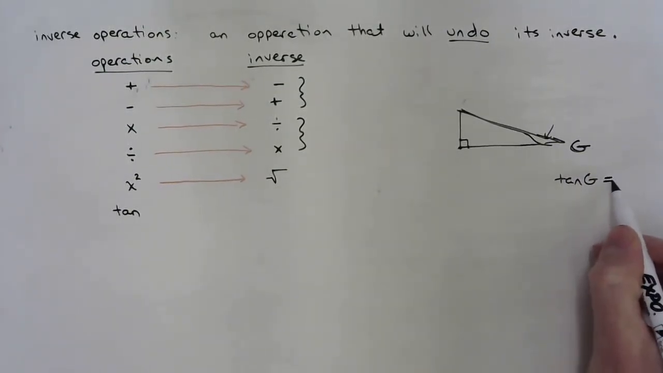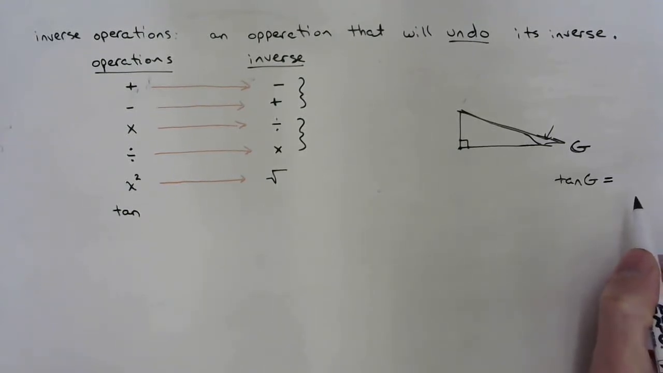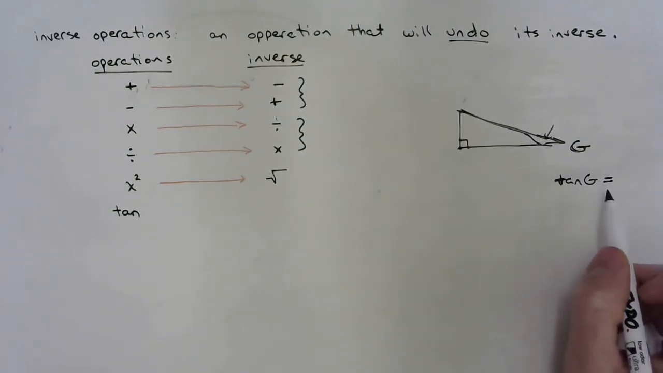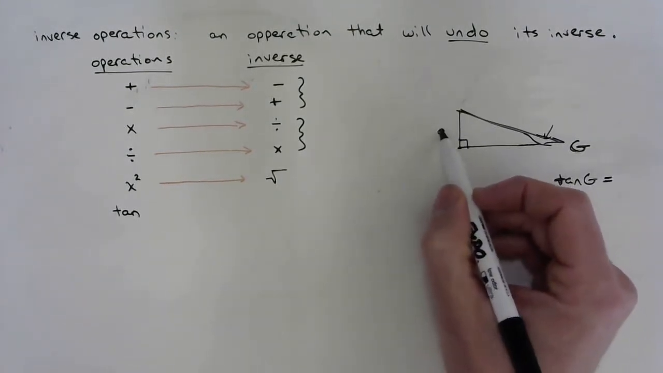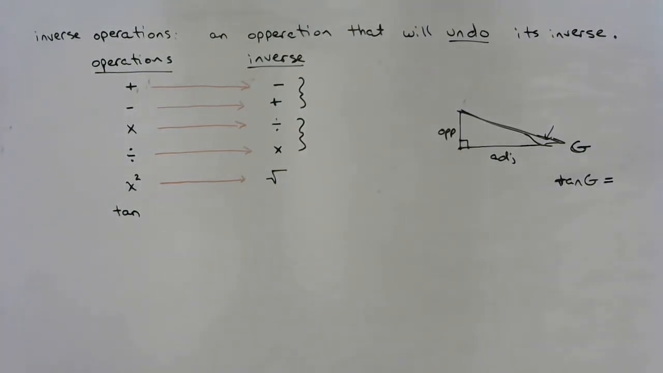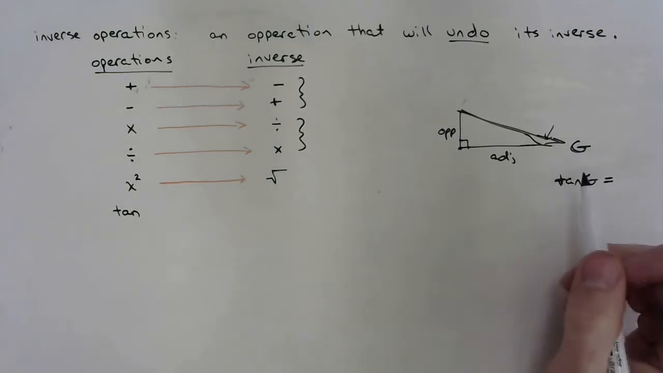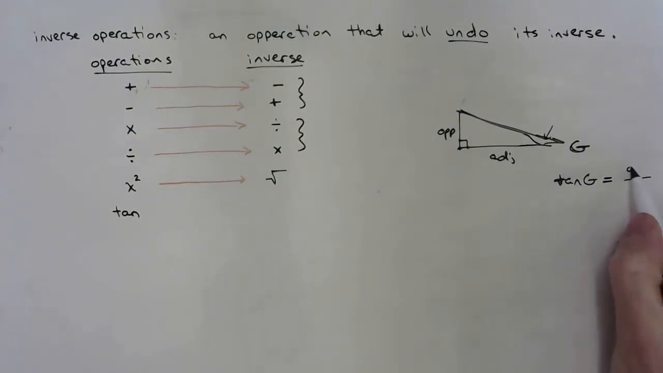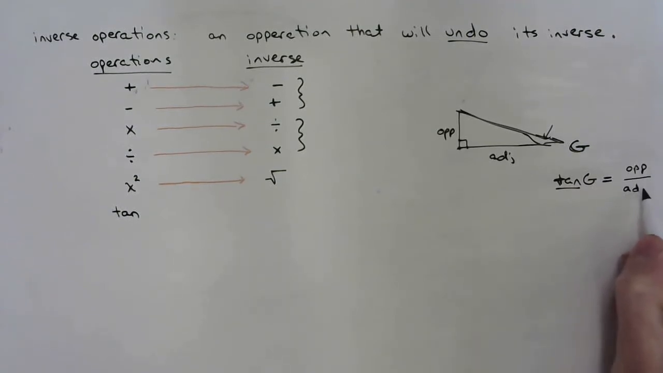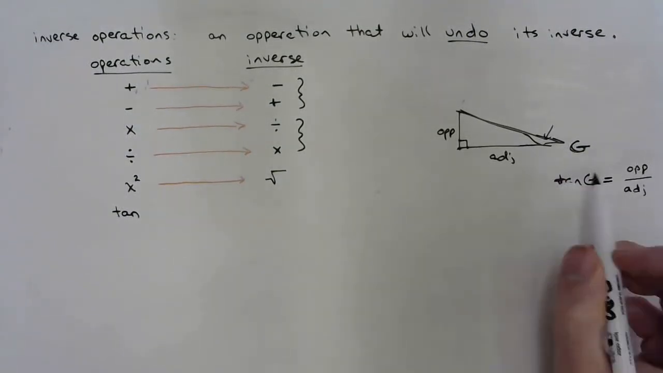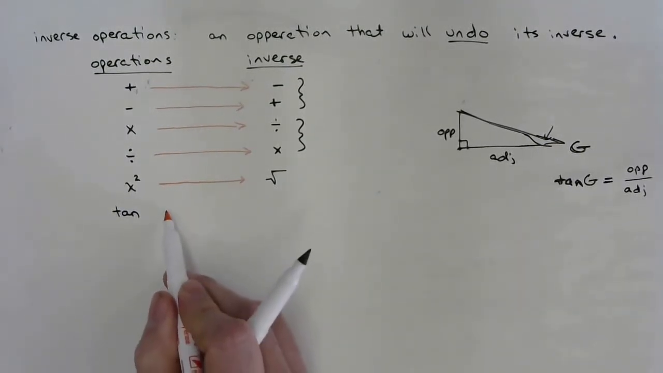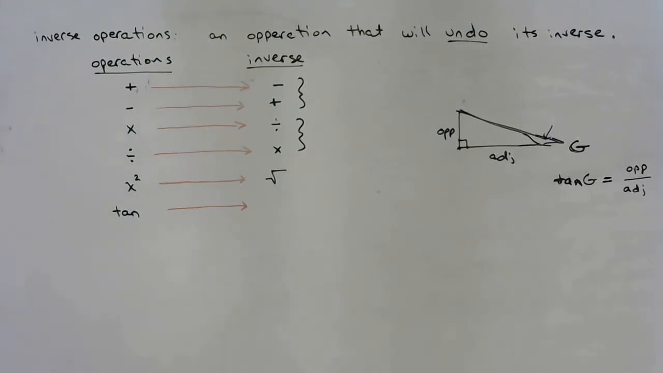The opposite angle divided by the adjacent side. That's confusing. No, it's a ratio of sides. Paying attention: opposite over adjacent. They're both sides, so no, not what you said. And it's a ratio. If you're taking the tangent of G, you're finding the ratio of the opposite side length over the adjacent side length. Now, friends, there is an inverse operation for tangent.